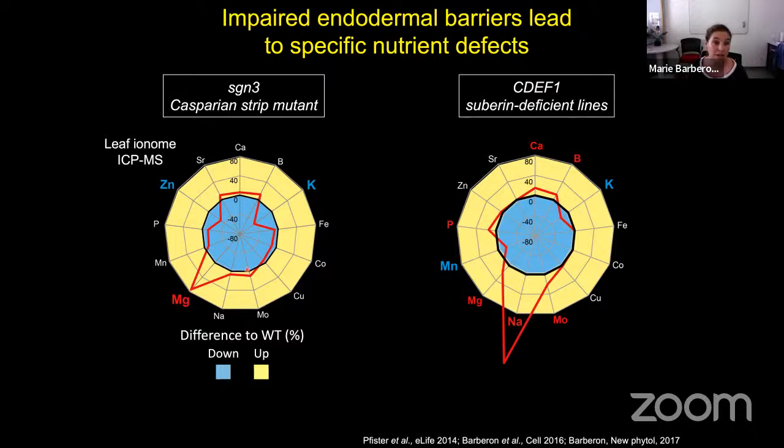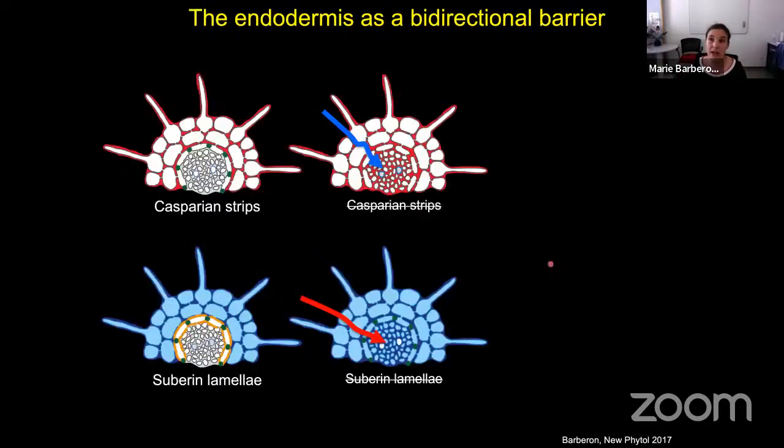On the contrary, we actually see some elements that accumulate at lower level. This is particularly the case for potassium, where we have a decrease by 40% in a Casparian strip mutant and around 20% in a Suberin deficient lines. And I'm showing you this result because it was not what we conceived at first, but this illustrates a fundamental but often overlooked property of the endodermis as a bidirectional barrier.